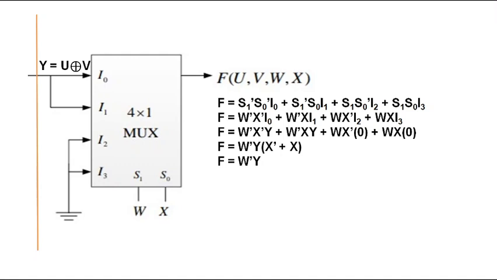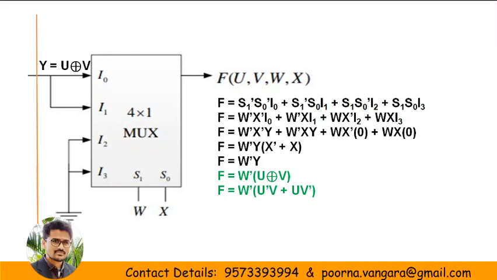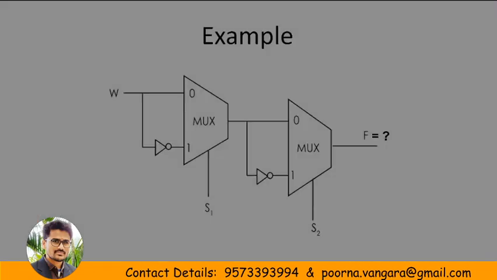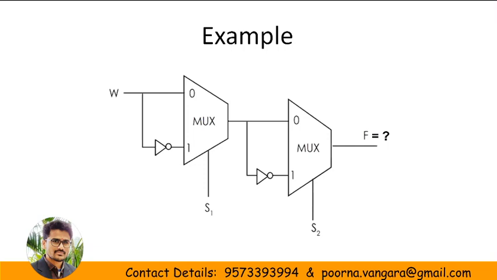Now you can replace this y with the actual value of y. What is the actual value of y? We got u XOR v. So you can write down any one of these two, both are correct. In this way you can solve the examples on multiplexer.